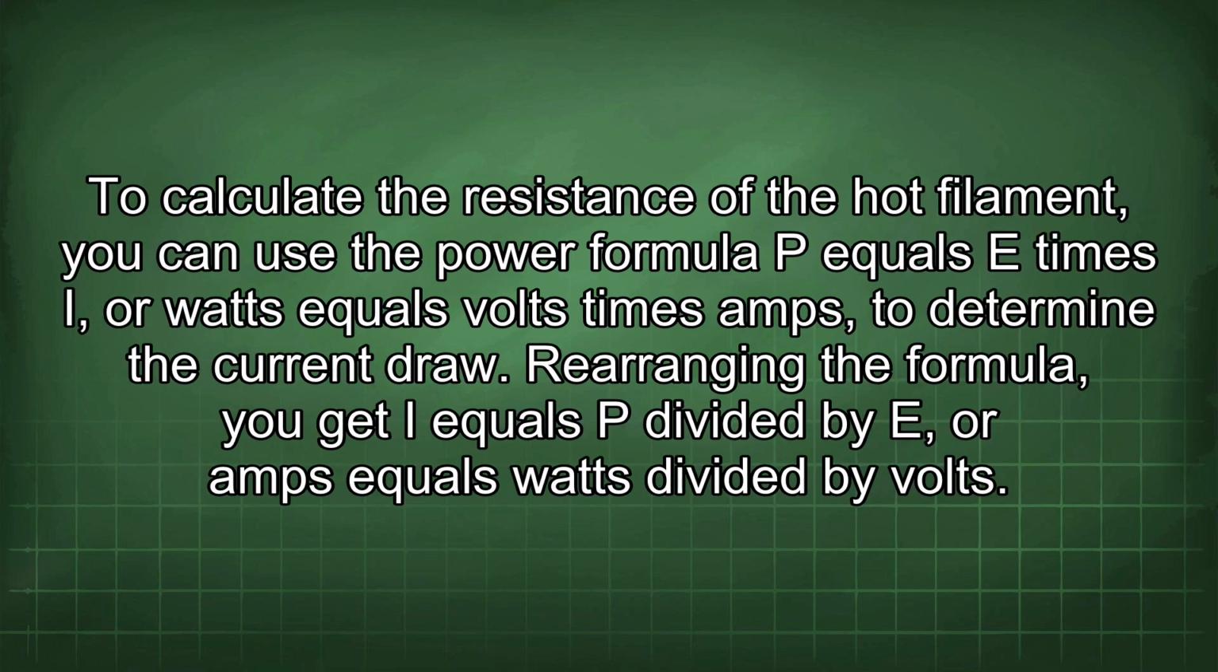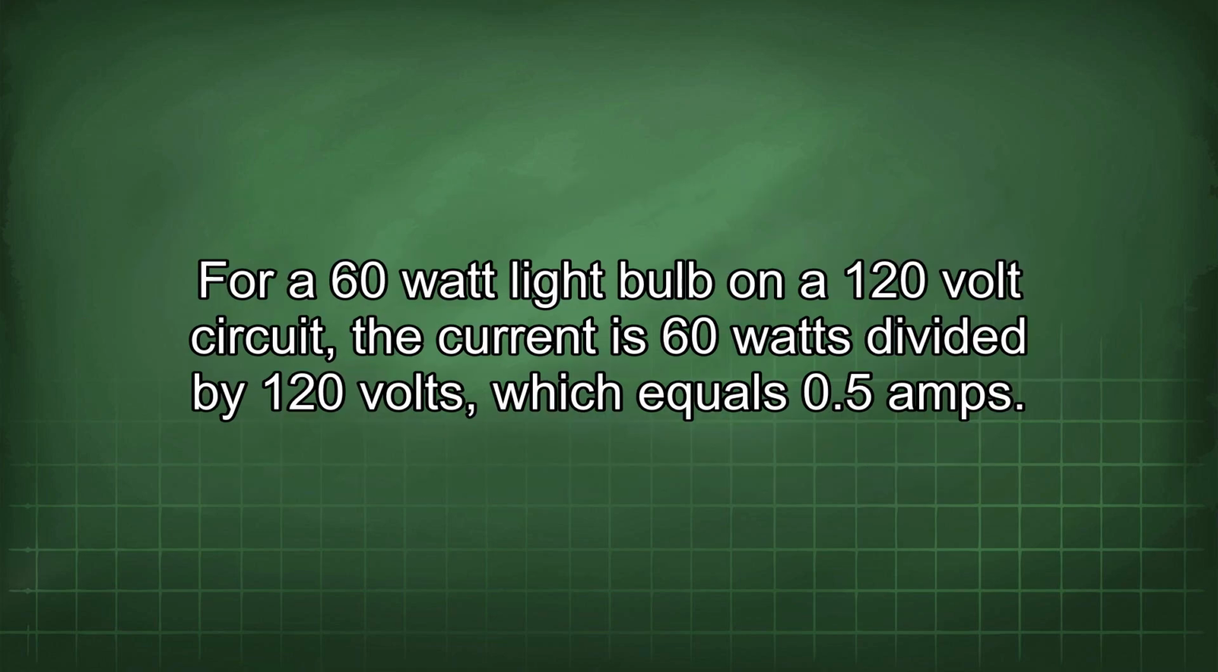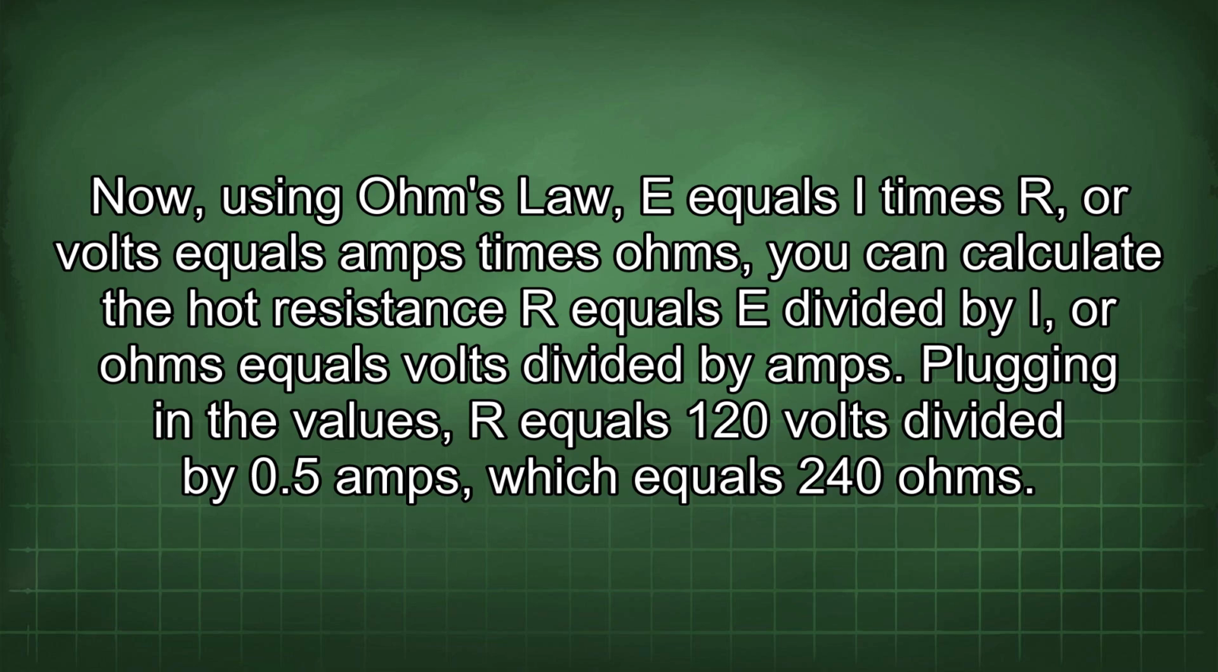higher. To calculate the resistance of the hot filament, you can use the power formula P equals E times I, or watts equals volts times amps, to determine the current draw. Rearranging the formula, you get I equals P divided by E, or amps equals watts divided by volts. For a 60-watt light bulb on a 120-volt circuit, the current is 60 watts divided by 120 volts, which equals 0.5 amps.